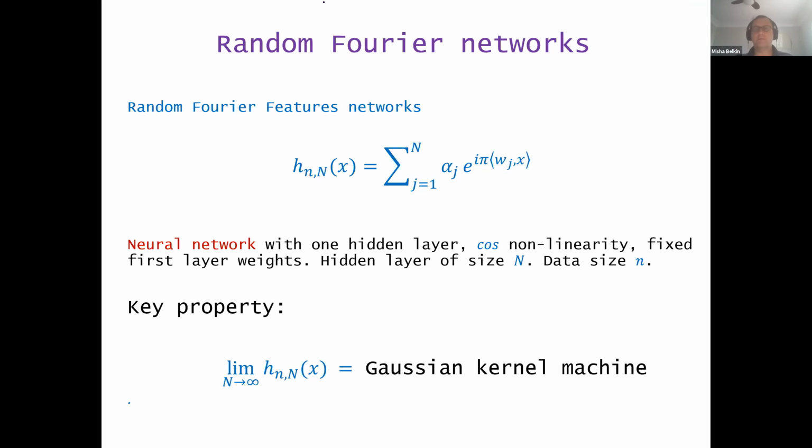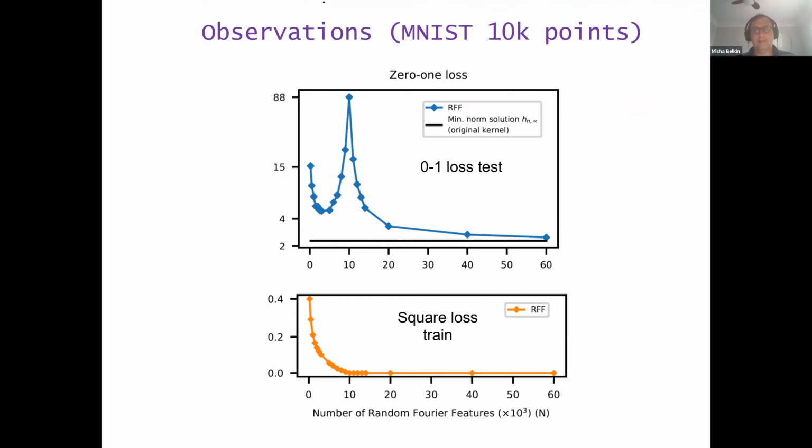In any case, here is the key observation, and it's represented by this graph. This is MNIST with 10,000 data points. On the x-axis, I have the number of random Fourier features times 10,000. On the y-axis, it's 0-1 loss on the top, in test, and square loss for the training at the bottom. What you see is an interesting behavior: it goes through a U-curve up to 10,000, and at 10,000 it peaks. Notice that 88% error, on a 10-class problem of 10 handwritten digits, is essentially random. So there is essentially no signal there.